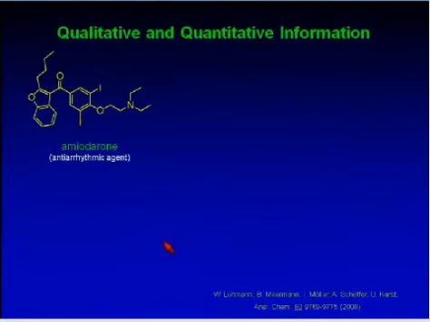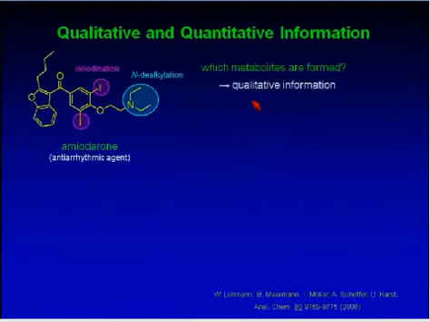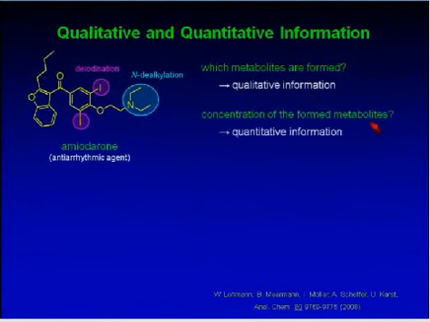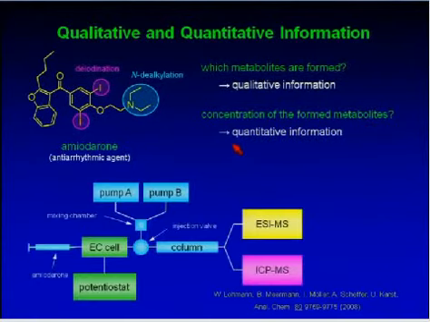So this is another example of what protein modifications are possible using this approach. I would now shift to the second part of my talk, to the qualitative and quantitative information. And I'm looking here at the model compound amiodarone, which is an antiarrhythmic agent. This compound contains 2 iodine atoms and also some sites which are typically cleaved by N-dealkylation. So these are the typical sites for metabolism reactions, and also the deiodination may be observed.